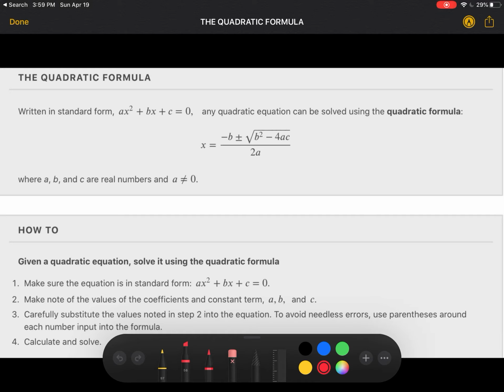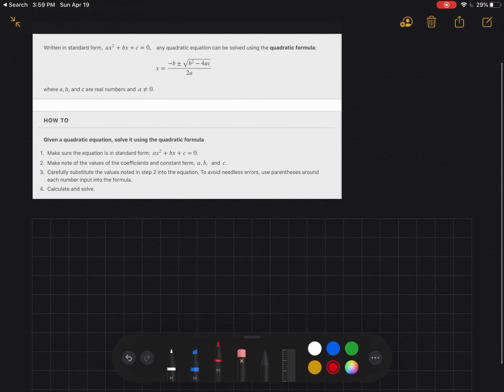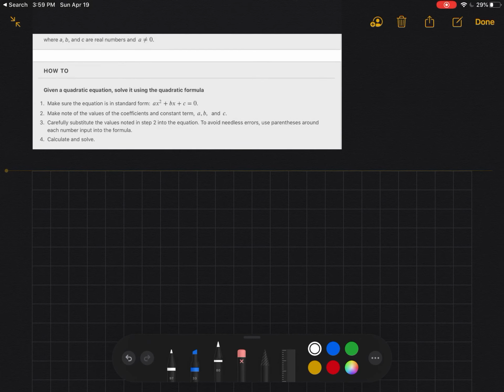I'm going to talk to you about the quadratic formula and how to solve a quadratic equation using the quadratic formula. In a normal semester, I would really show you everything about where this came from and we'd have a lot of fun with it. But this is not a normal situation, and so I'm going to try to give you just the bare bones of what I think is the most important. Notice here, when we have a quadratic equation written in standard form, any quadratic equation can be solved using this quadratic formula right here. And I'm going to go through and show you how that goes.